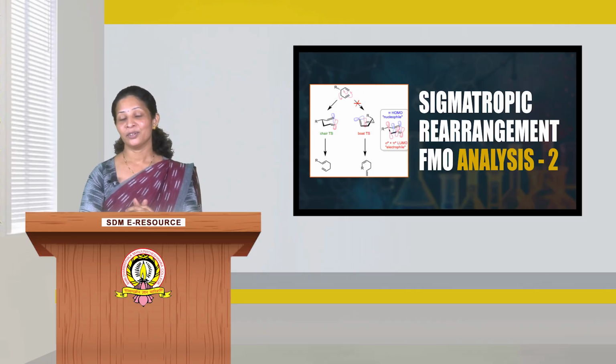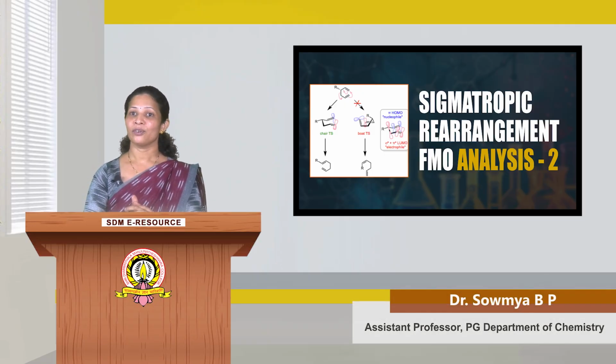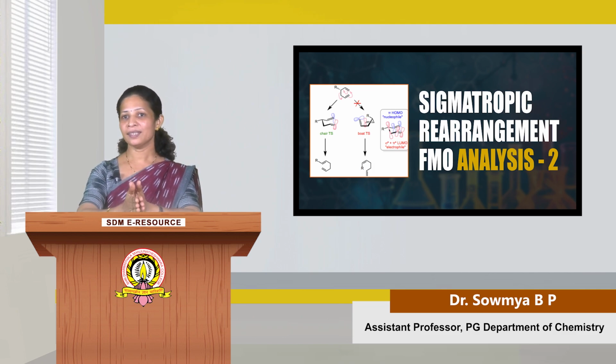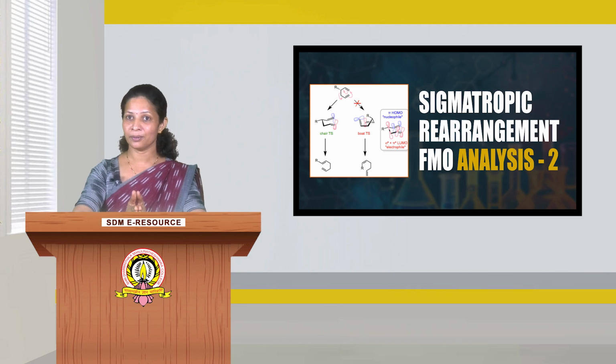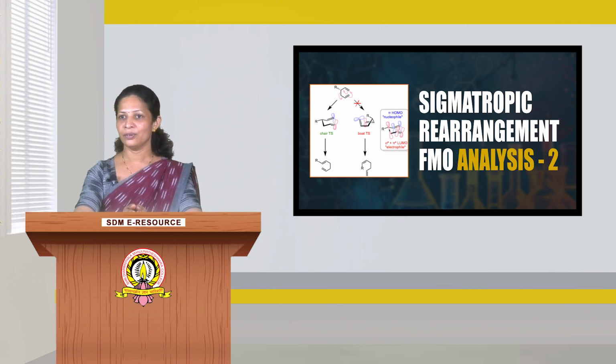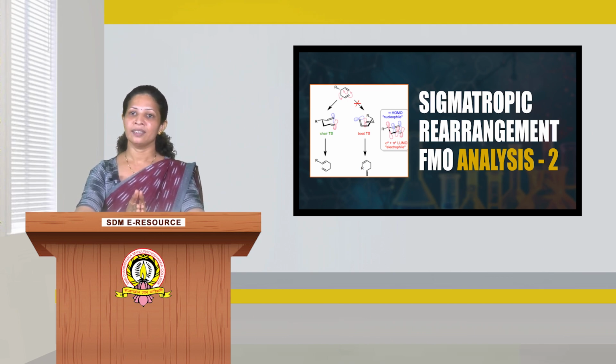Hello everyone. Today's topic of discussion is frontier molecular orbital analysis of sigmatropic rearrangement. In the previous session, we discussed the introduction to frontier molecular orbital theory and the types of migration, suprafacial migration and antarafacial migration. Today I am going to discuss the analysis of the 1,3 hydrogen shift, whether that is taking place under thermal condition or photochemical condition.